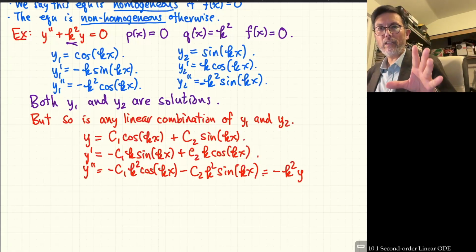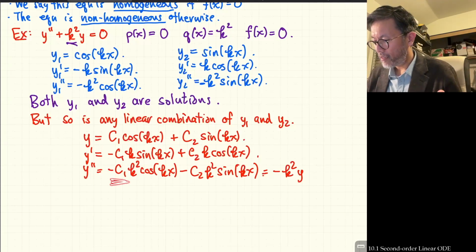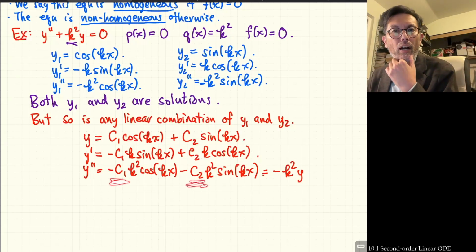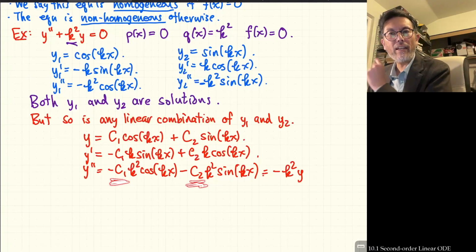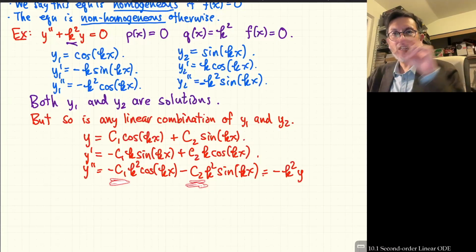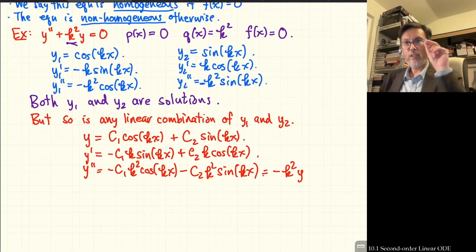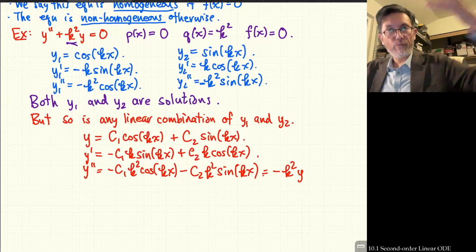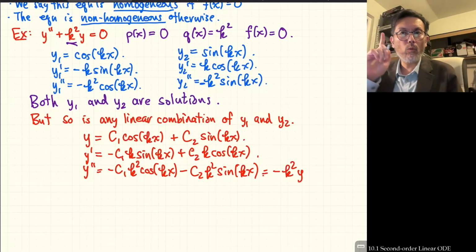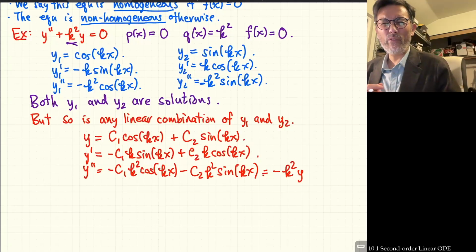And the feeling that I want you to feel is that now that we're in second-order land, we have two knobs that we're allowed to turn to generate solutions. We have c1, and now we have the second constant, c2. That's a two-dimensional space of solutions. With first-order linear equations, we had a one-dimensional space. This is the feeling that you should feel. Do you feel it? Okay.